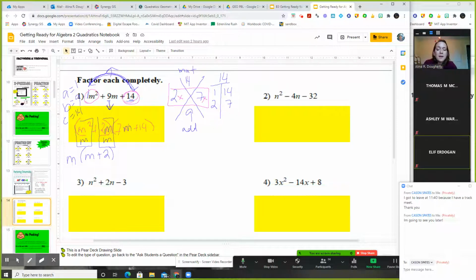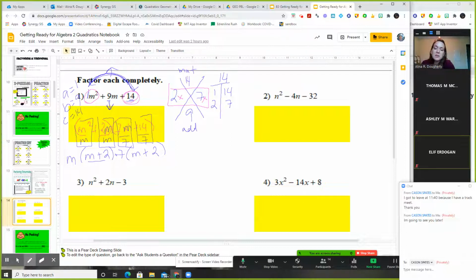Now we're going to look at the second set of parentheses. What can I divide both 7m and 14 by? Somebody is saying 7 in their head. They just don't want to say it out loud. I'm not going to say who, but I can see it. So 7m divided by 7 is going to give me m, and 14 divided by 7 is going to give me 2.